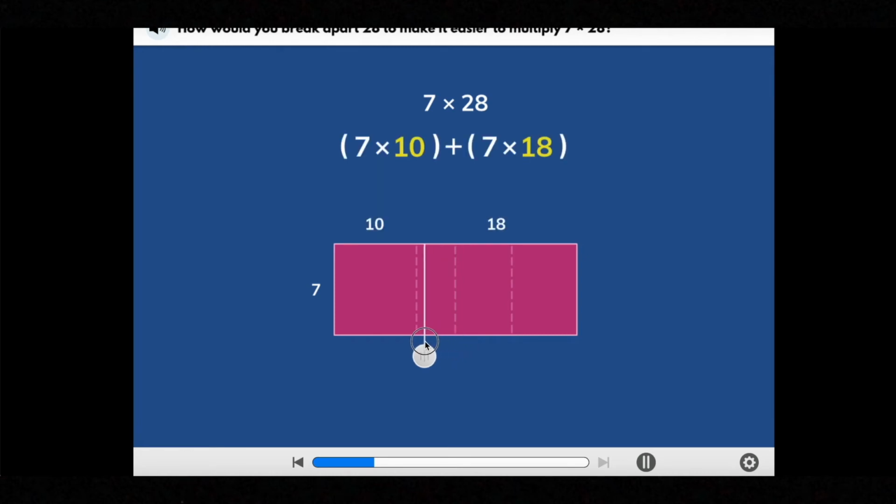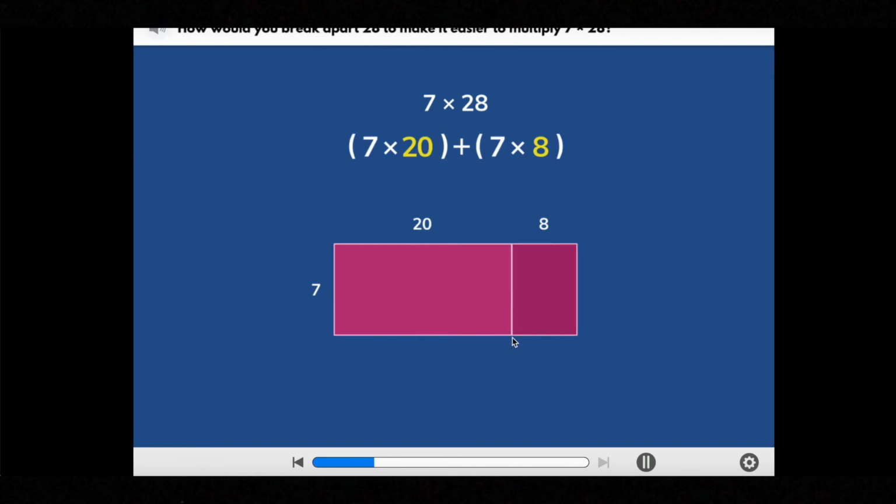2 groups of 7. There's another group of 7. Yes, using place value can help you find friendly numbers to multiply, like 20 and 8. Now let's solve it.